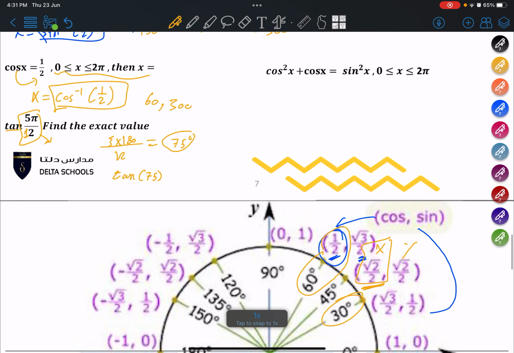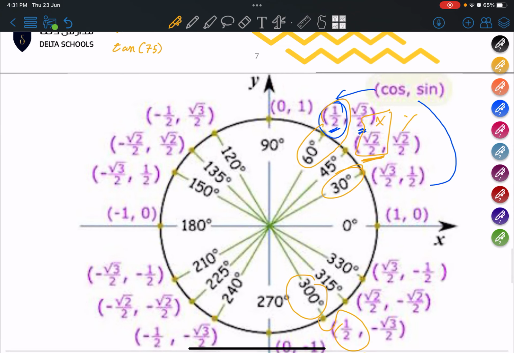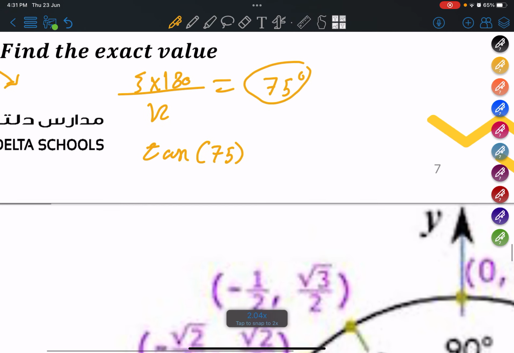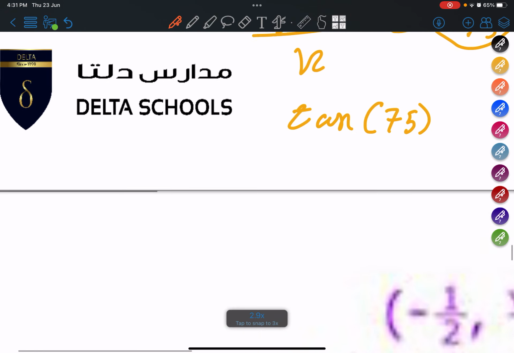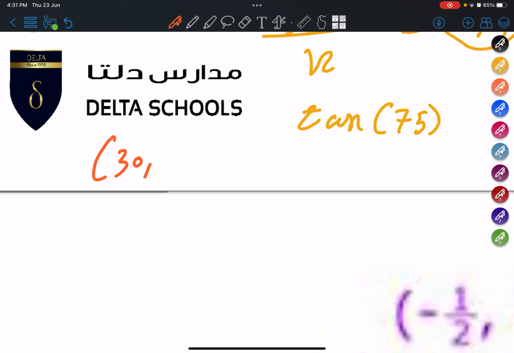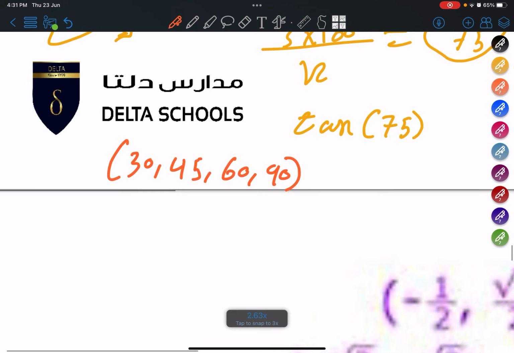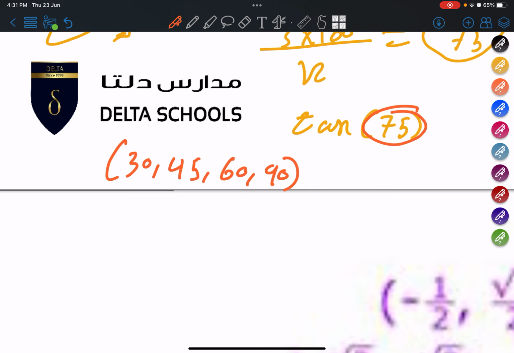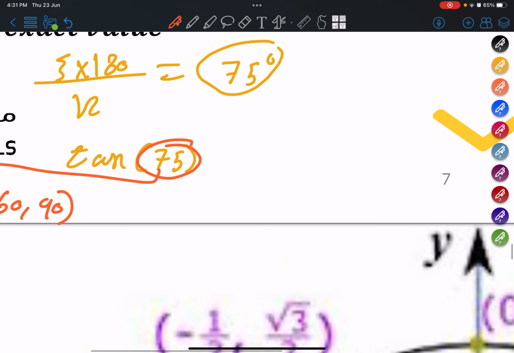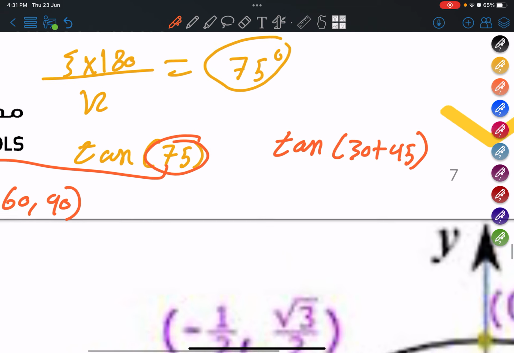In this case, we don't have 75. It's not a number that we can find in the unit circle. So what do we do? We use our four lovely angles here, which are 30, 45, 60, and 90. And with these, we can get many combinations of numbers. So you can see that 75 is a combination made up of 45 and 30. So we can write here tan of 30 plus 45. So it's the same thing.